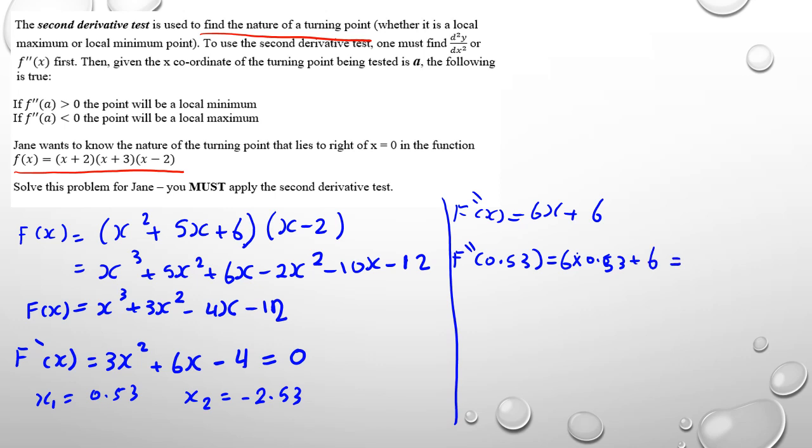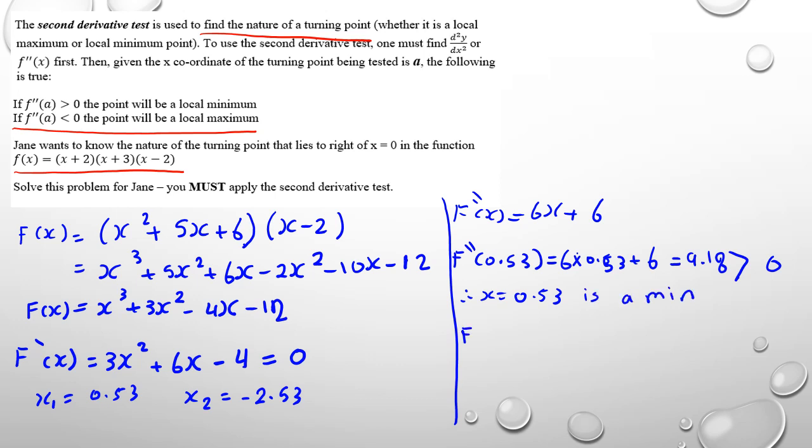And the answer I get is 9.18, which is greater than 0, which means, according to this rule in here, that's been already given to you, if it is greater than 0, then it is a minimum point. So that means x equals 0.53, my turning point, is a minimum.